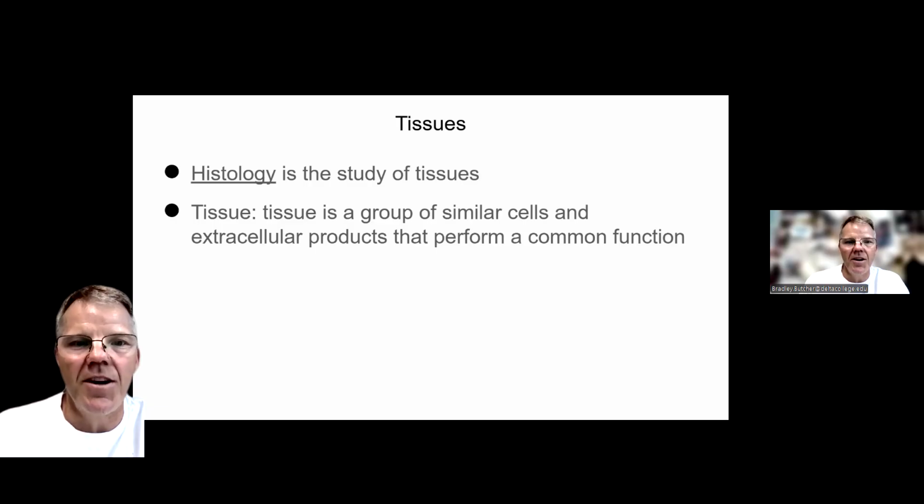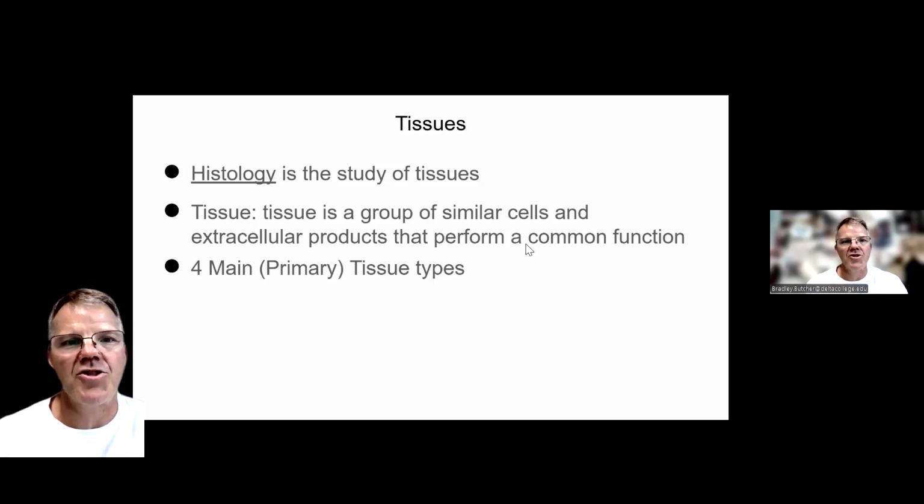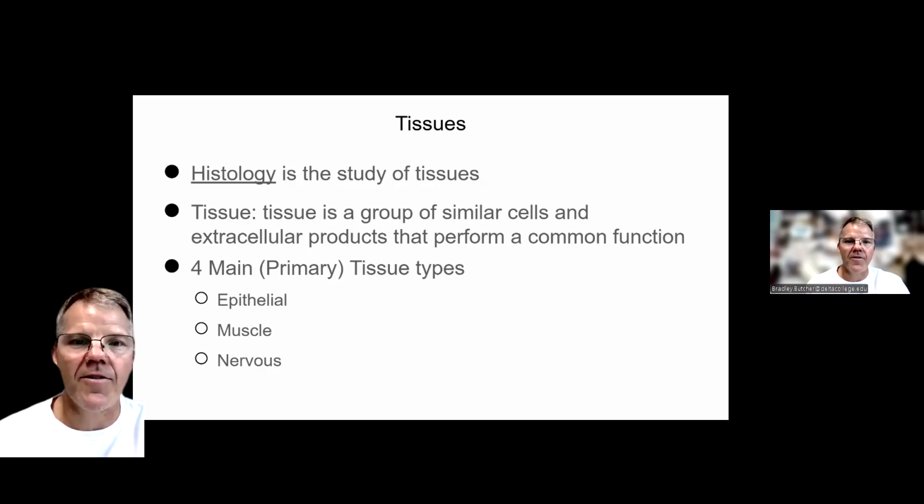So, a bunch of cells of the same or similar cell type, all in the same area, doing the same sort of things. We have four major or primary tissue types. These ones you want to know, easy. Epithelial tissue, muscular tissue, nervous or neuronal tissue, or neural tissue, and connective tissue.